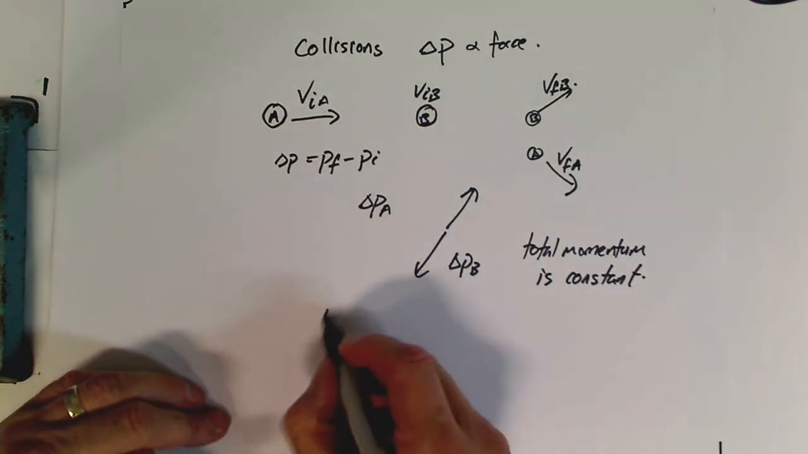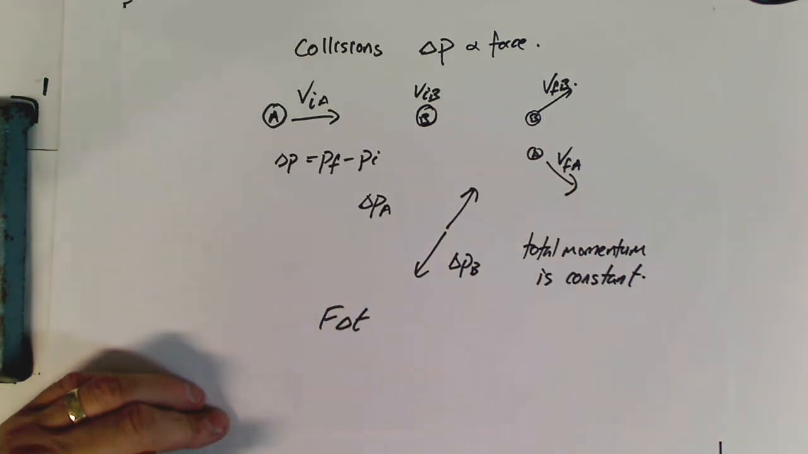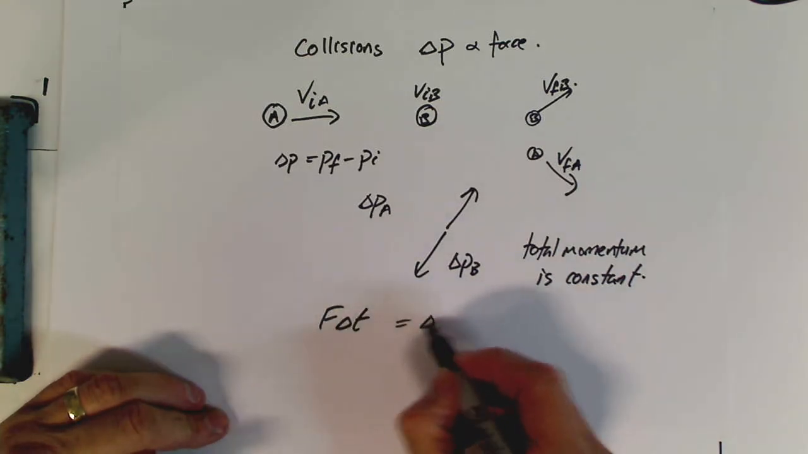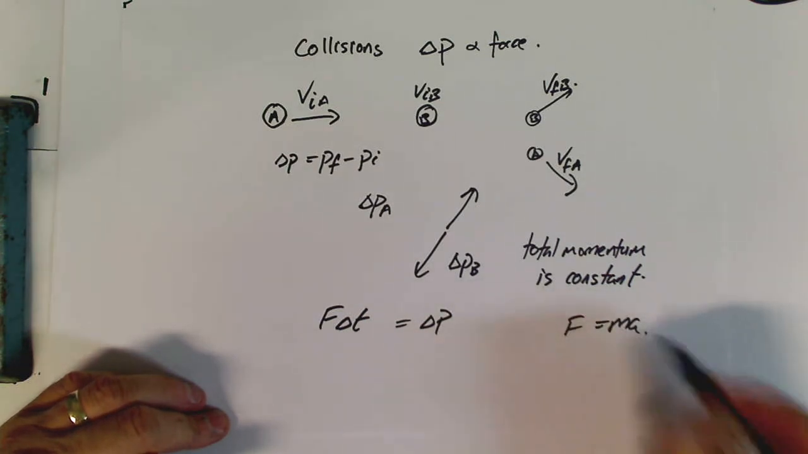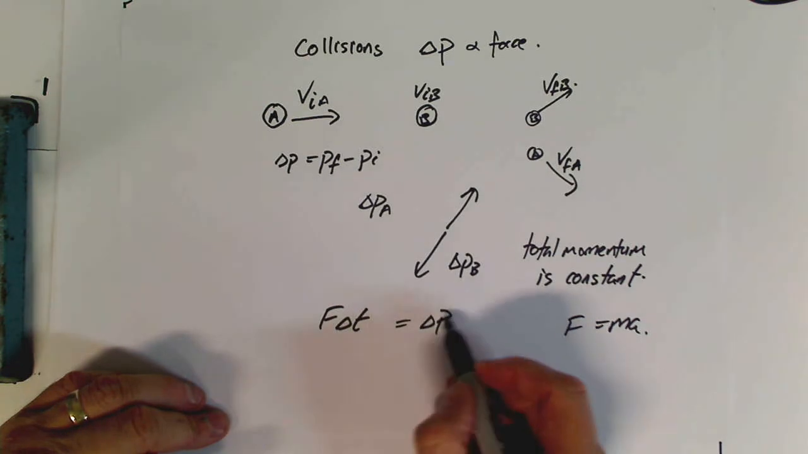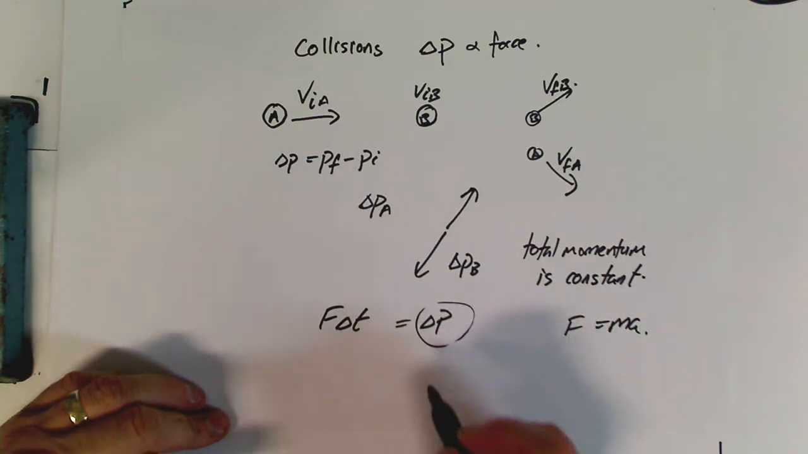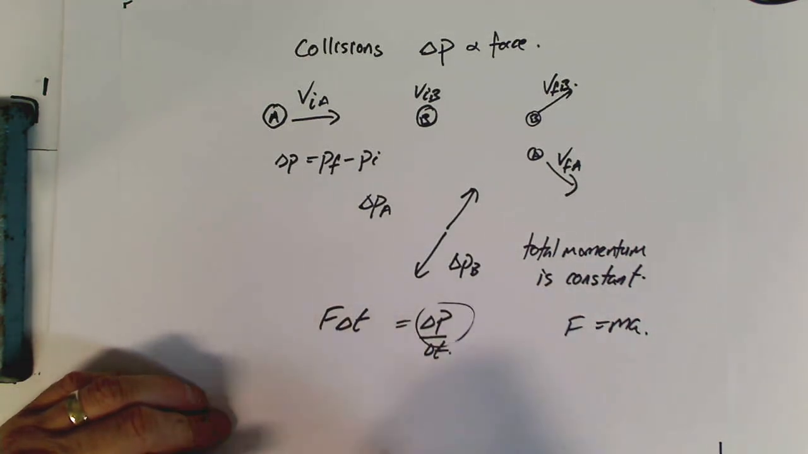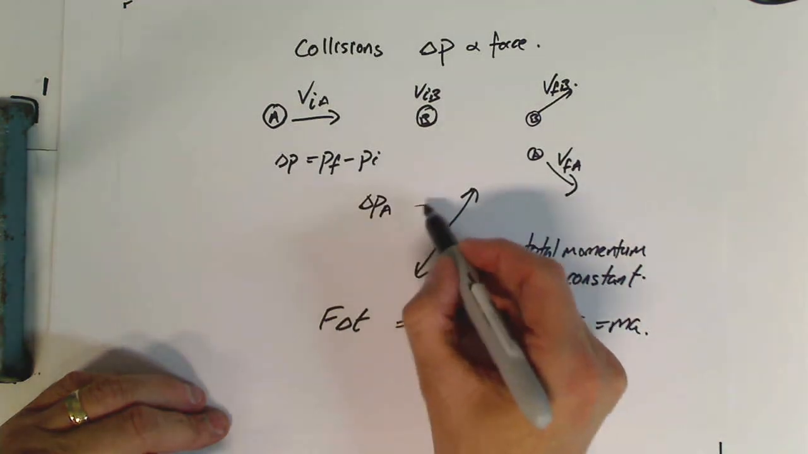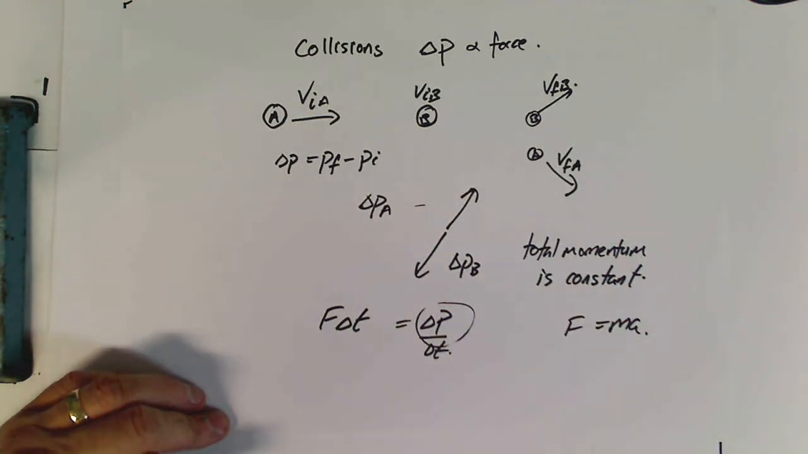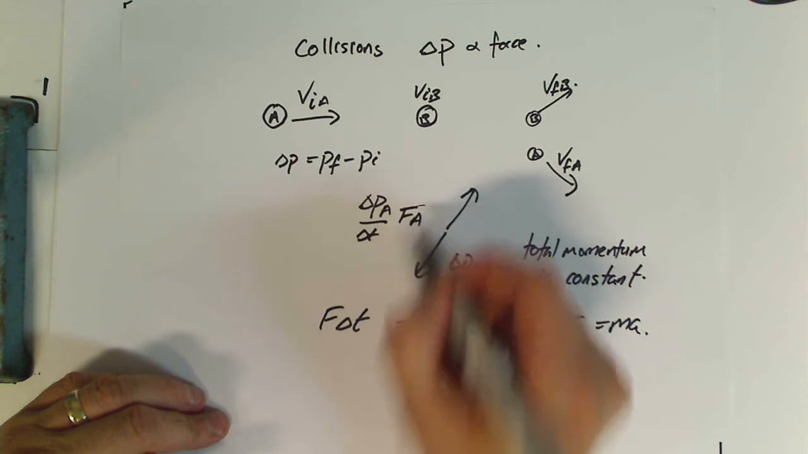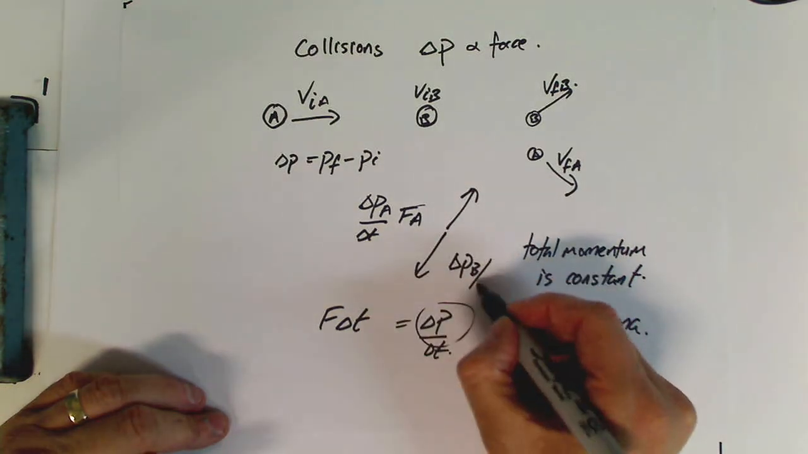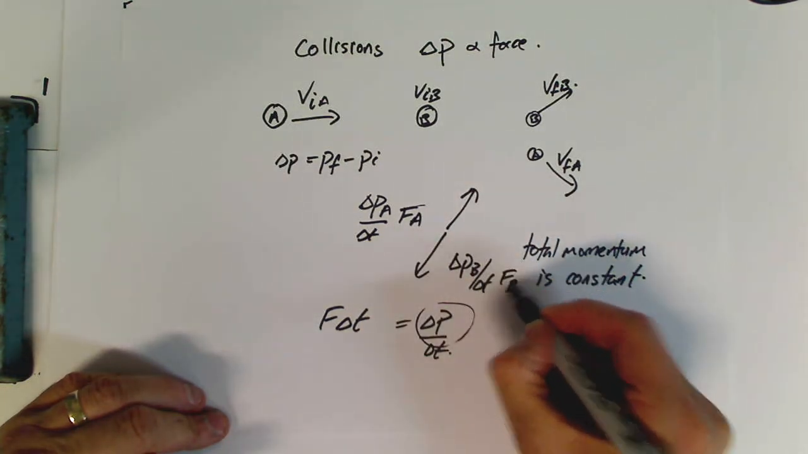We've got this impulse equation which says that force times delta T is equal to delta P. That all basically comes from F equals ma. Now if delta P is divided by delta T, then we get the force. So if this little vector there is delta P for A, then if we divide that vector by delta T, we've got the force acting on A. If we do the same thing here, dividing by delta T, then we've got the force acting on B.